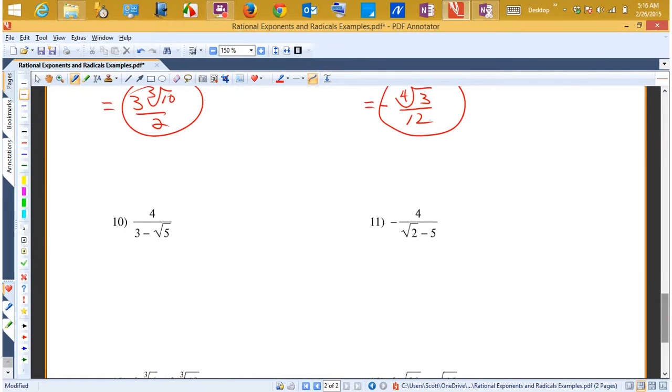Okay, the next problem is what we have is we have a square root in the denominator again, and what we need to do is we're going to multiply by the conjugate. So we'll take that 4, and we're going to take the numerator and denominator, and we're going to multiply it by the conjugate of the denominator. So that would be multiplying by 3 plus the square root of 5 all over 3 plus the square root of 5.